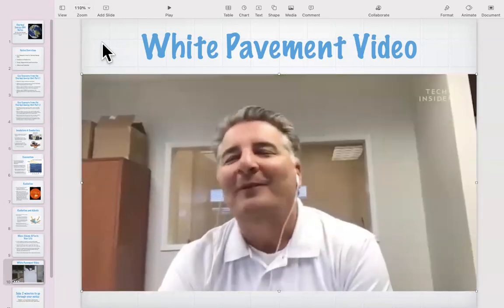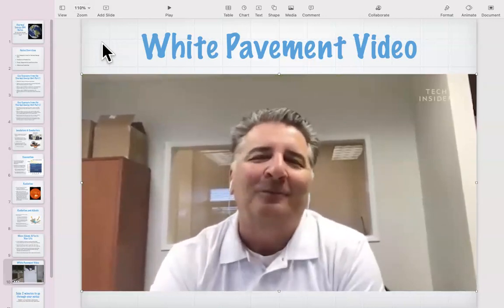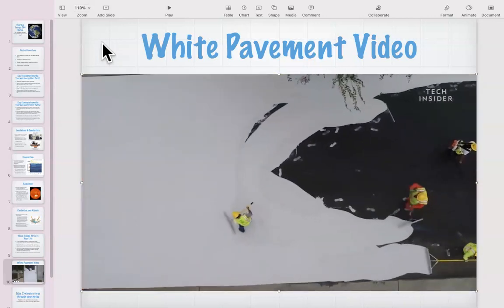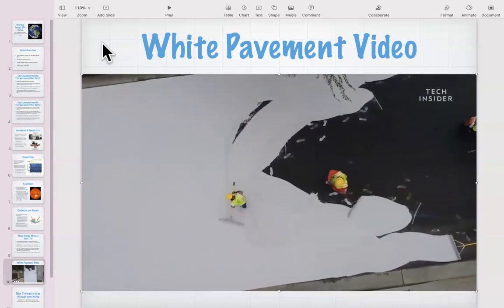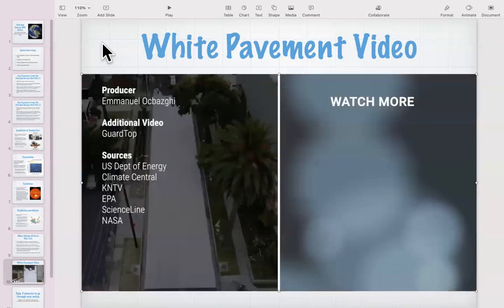I was never a big climate guy until we started getting into this product, but when you see what differences 1 degree can make in climate change, it makes quite a bit of difference.